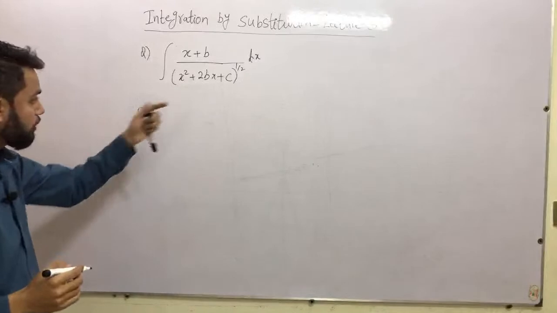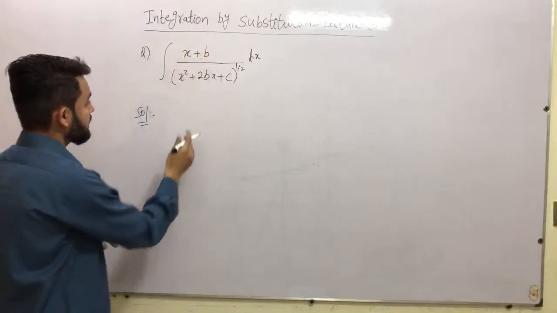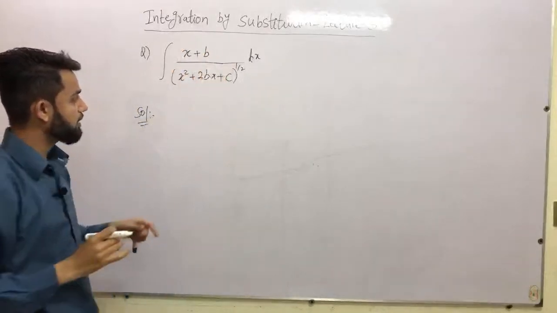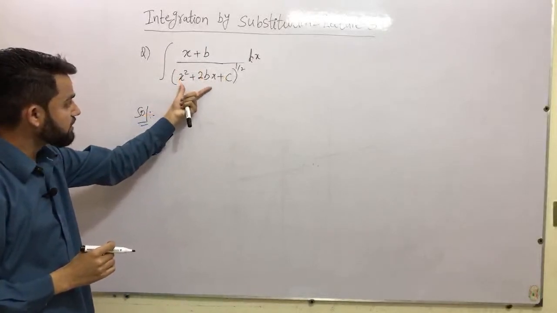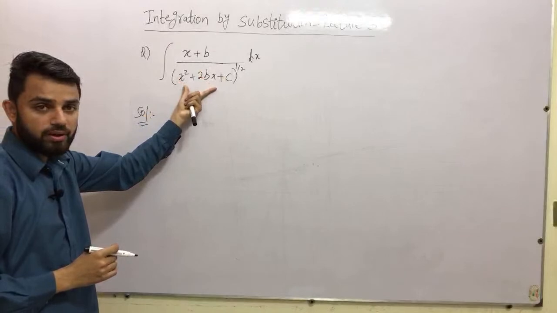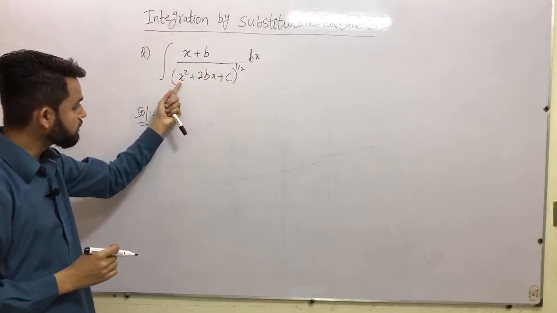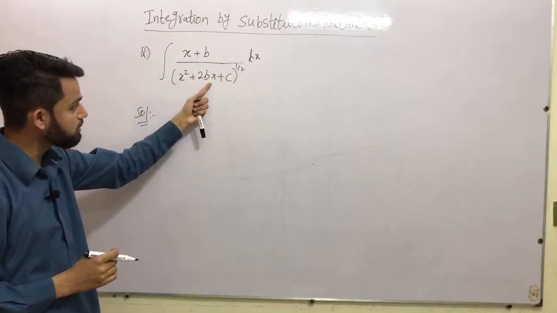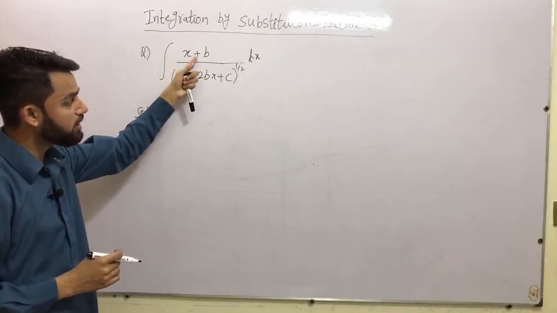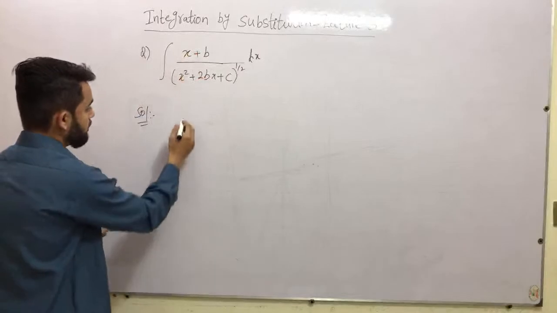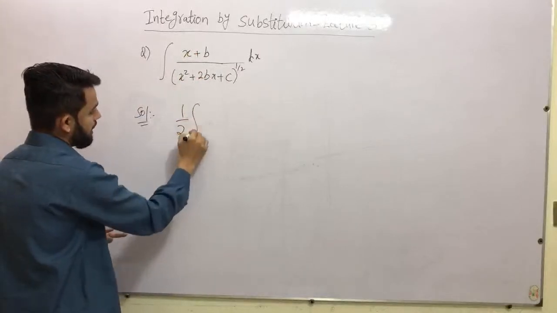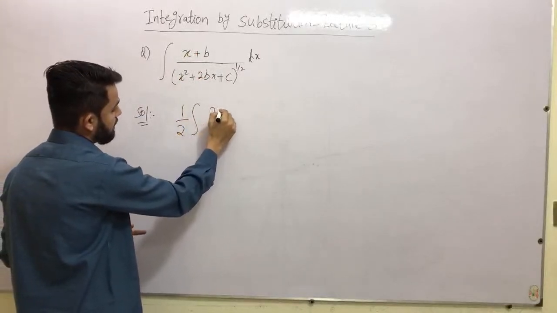Again, if we look at both the numerator and denominator, we can see one thing very clearly. What is the derivative of this going to be? The derivative of x squared is 2x and the derivative of 2bx is going to be 2b. So we have everything present in the numerator except 2. So in order to do that, I can divide and I can multiply with 2.